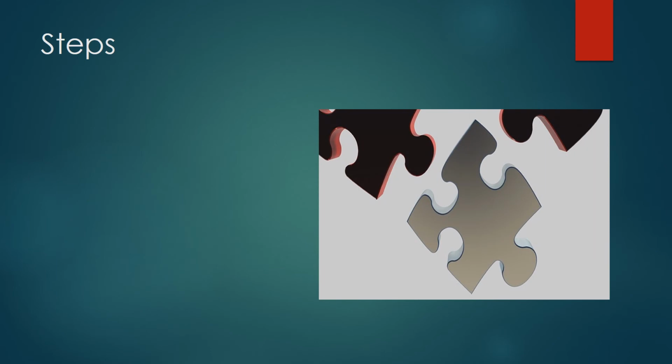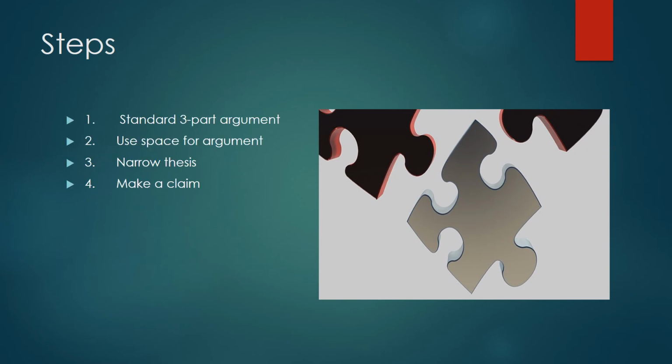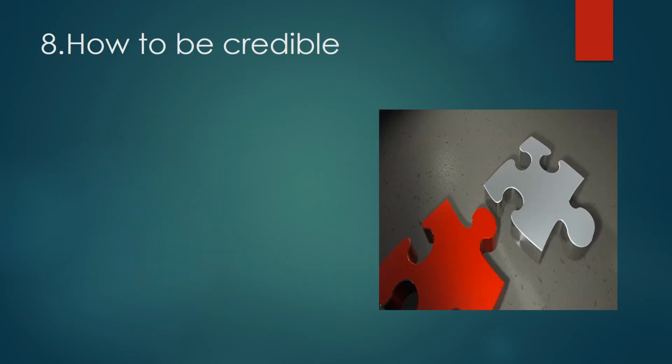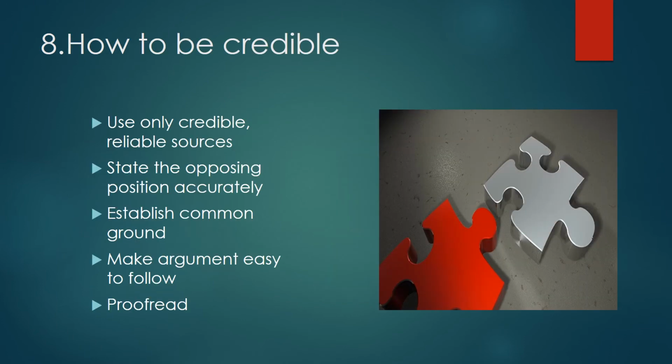We're nearly there. Let's look at step number 8, how to be credible. It's one of the truisms of making an argument that you're only as credible as your sources are reliable. You need to state the opposing position accurately, establish common ground with the audience, make the argument easy to follow, and, as always, proofread.